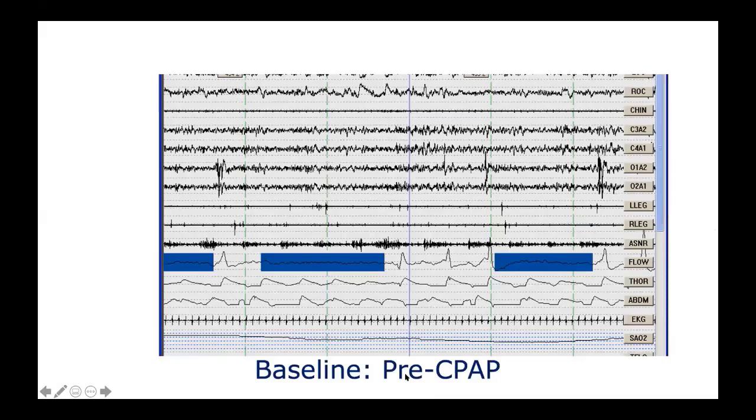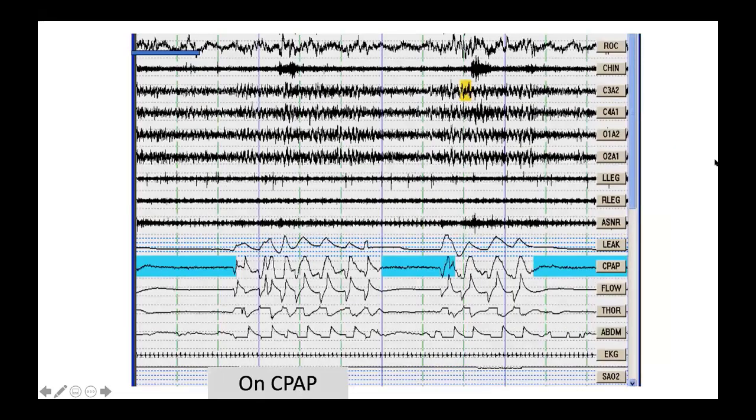This is another example of a patient who had obstructive sleep apnea at baseline, and then we applied CPAP. And look what happened. Central apnea has emerged. And this entity is what we refer to as treatment-emergent central sleep apnea.